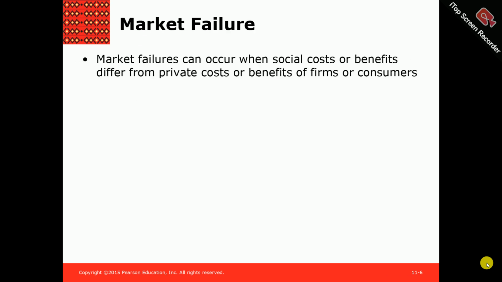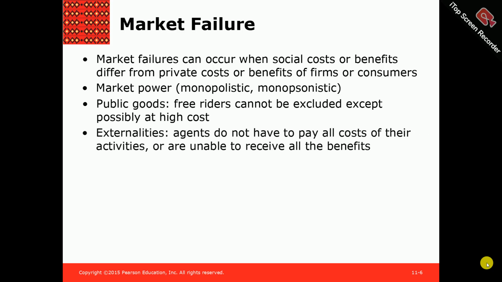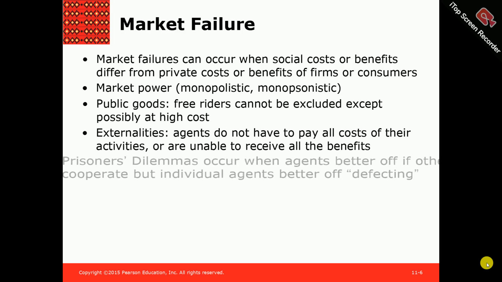So we start with what market failures are. Market failures occur when social costs and benefits differ from private costs and benefits of firms and consumers. Market power, when there is a monopolistic situation in the market. So in that case, the market fails. Then in the case of public goods, the market also fails because there are free riders, and free riders cannot be excluded except possibly at a high cost. When there are externalities, agents do not have to pay all costs of their activities or are unable to receive all the benefits. So in that case, the market fails.